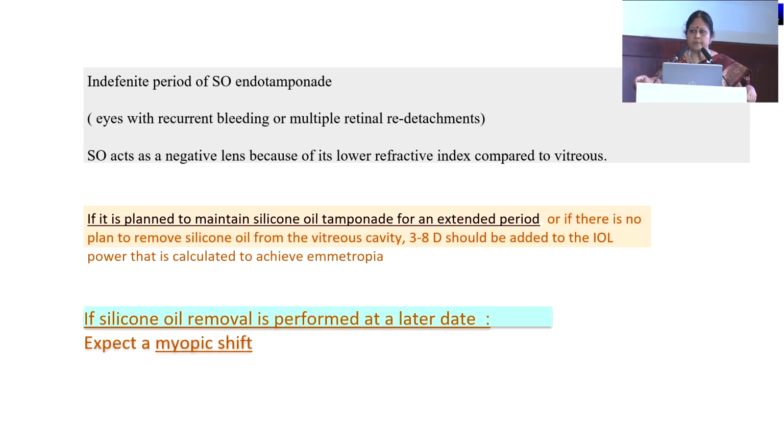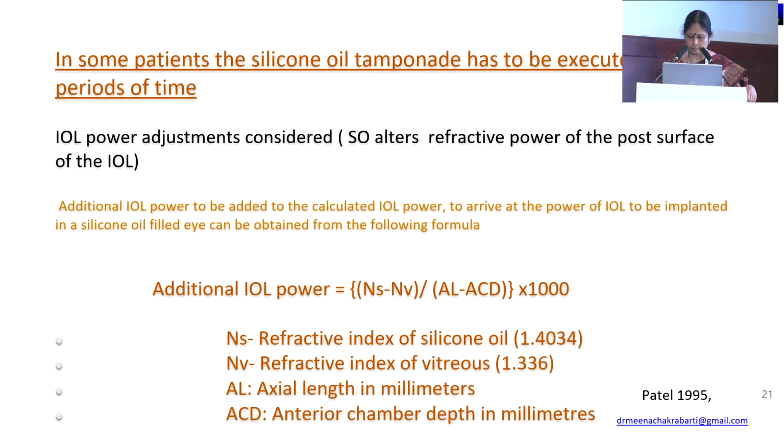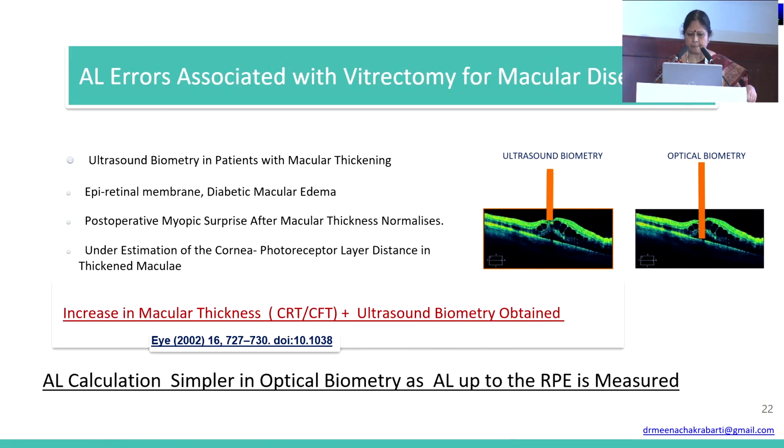Therefore, if you have an eye in which the retina is unstable and you don't plan to remove the silicone oil, where an indefinite tamponade is planned, it would be wise to use the rule of thumb and add about 3 to 8 diopters to the IOL power that is calculated, to achieve emmetropia. However, it is prudent to counsel the patient about the myopic shift that is expected if there is a necessity to remove the silicone oil at a later date. The additional IOL power can also be calculated by using this formula, factoring in the refractive index of silicone oil, vitreous, the corrected axial length that we measure, and the anterior chamber depth.